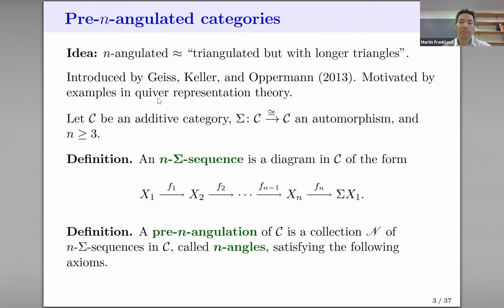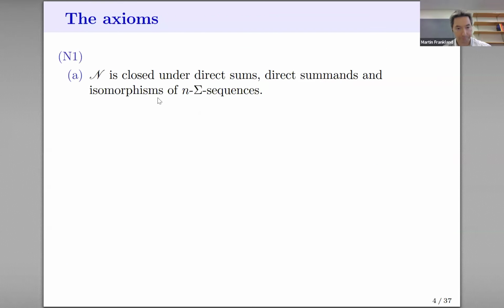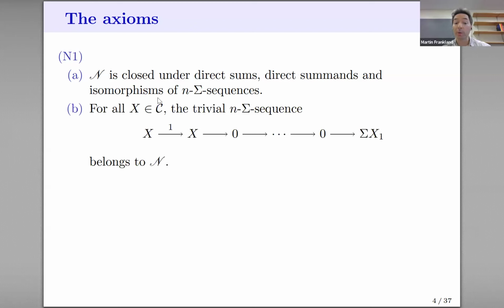Now a pre-n-angulated category is equipped with a certain collection of those n-sigma sequences that you want to be distinguished. And those are called the n-angles. And they should satisfy a few axioms that look a lot like the familiar ones from triangulated categories. Namely, if you take a direct sum of n-angles, that's still an n-angle. If you take a summand as well, if you modify it by an isomorphism, that's still an n-angle. Then you've got the trivial ones, just sticking an identity between 2 different positions and zeros elsewhere. That should be an n-angle.